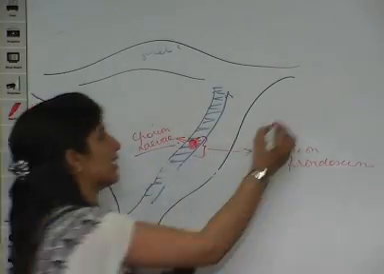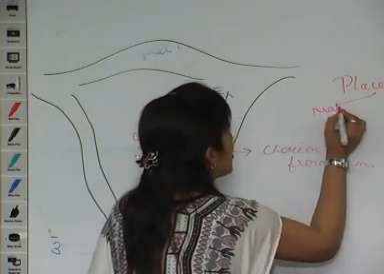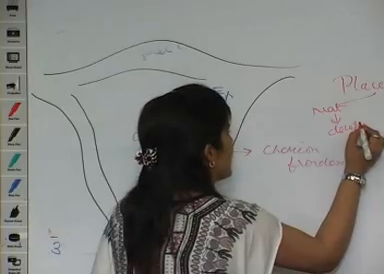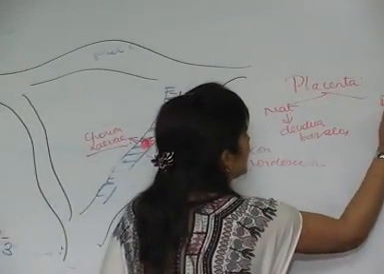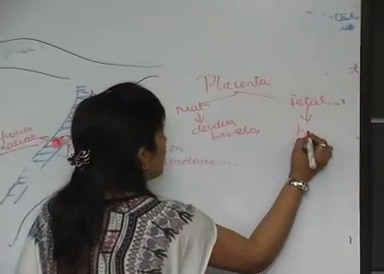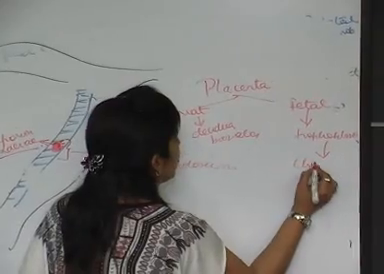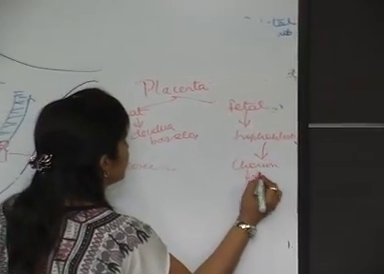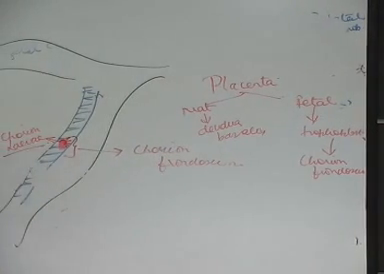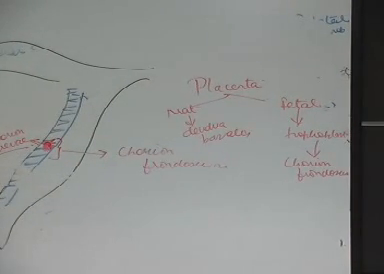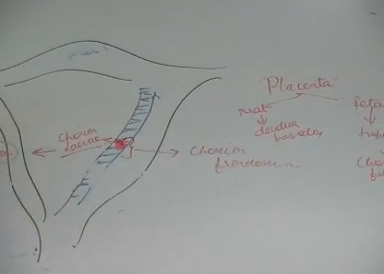So, the placenta is formed: the maternal side of the placenta is formed by decidua basalis, and the fetal side of the placenta is formed by the trophoblast, and which part of the trophoblast? By chorion frondosum. Whereas this part, the chorion laeve, will lead to the formation of the fetal membrane, that is the chorion.